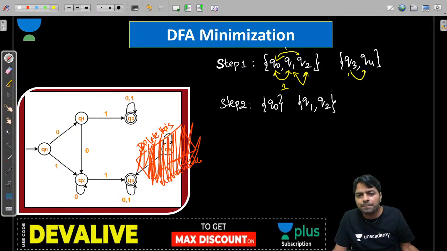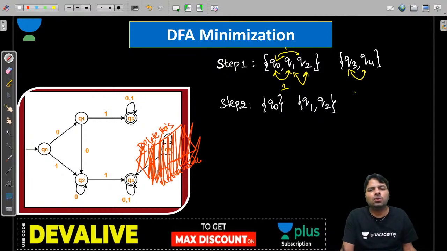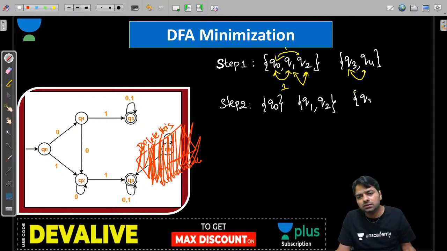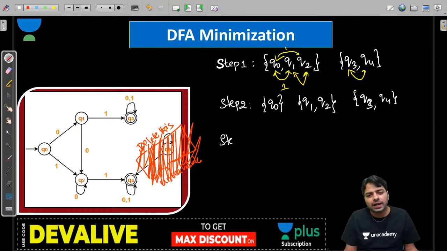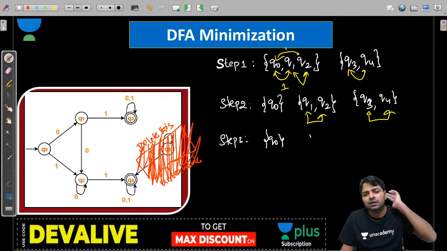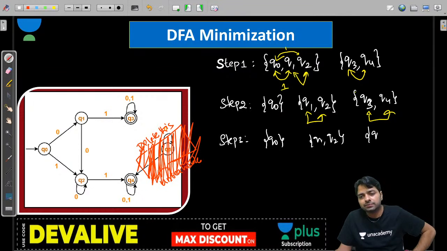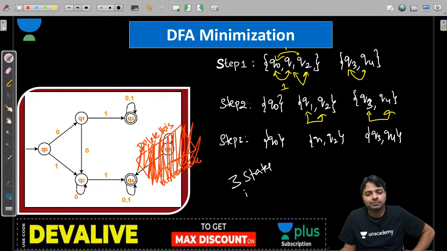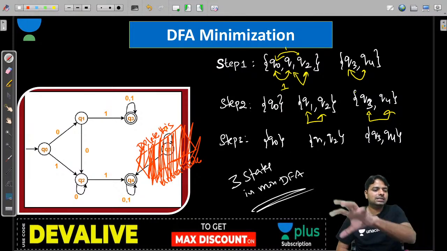Q3, Q4, when I compare, they look like they always go to the same set. And now when I compare again, whatever you have done, just look at them. You will get the same sets, the same concept as previously. But you must be good at applying these comparisons. So finally, we will have 3 states in the minimum DFA. It's just the same.